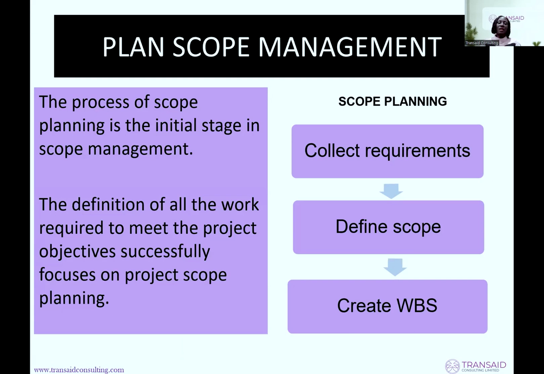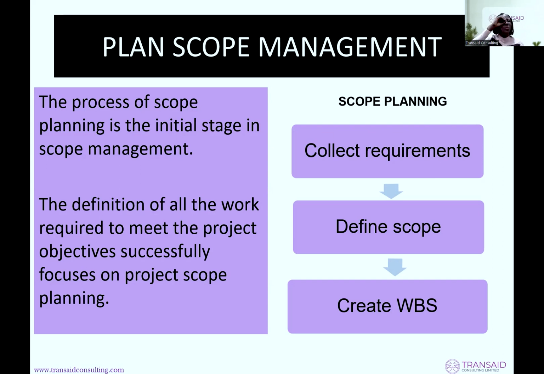And so let's start with plan scope management. The process of scope planning is the initial stage in scope management. This is the definition of all the work required to meet the project objective successfully. So the process: you collect requirements. Remember requirement gathering. You collect requirements, you define scope. Based on the requirements, you can define the scope. These are the things that we're going to do. These are the things that we're not going to do.